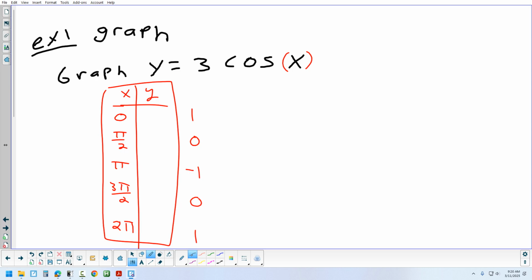And what are we going to do to those 5 numbers? Multiply by 3. Yep, multiply by 3. That's it. That's how you get your new y values. So just times them all by 3. All right, so that means my new y values are going to be 3, 0, negative 3, 0, 3. Yep, that's it. That's how you get your new table. Any questions on the table? All right.